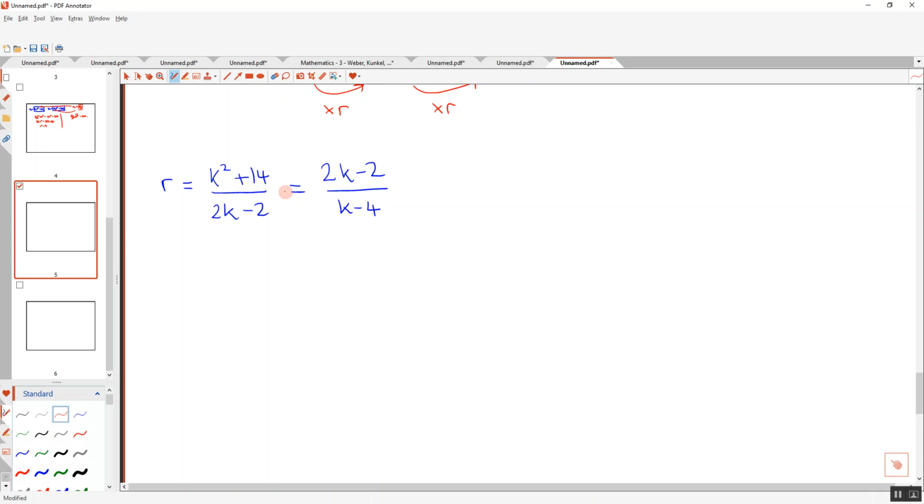Any thoughts on what I could do? How could I get rid of the fractions first off? Multiply, okay. So, have you done cross multiplication? Yep, so we're going to cross multiply.